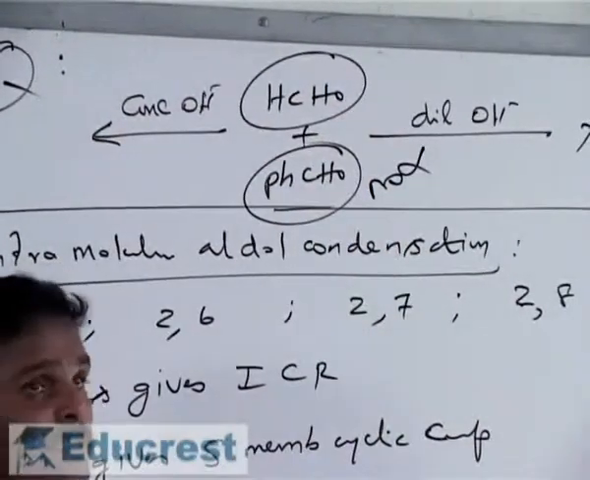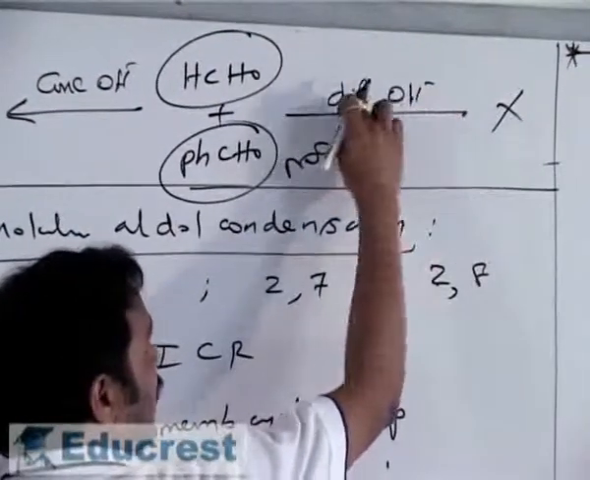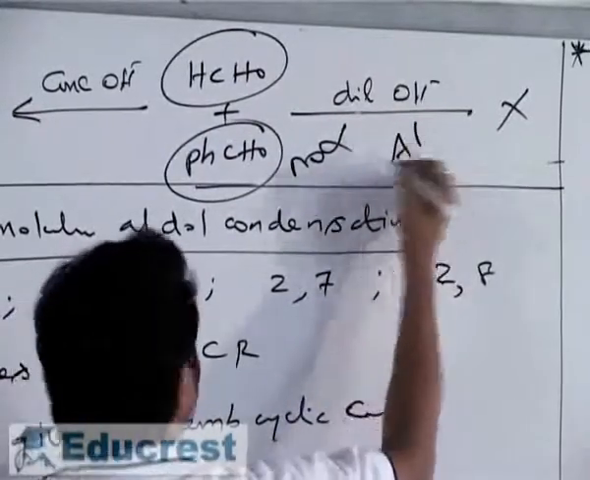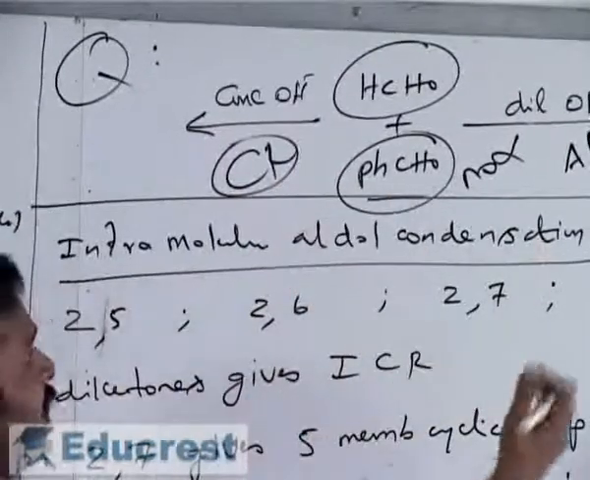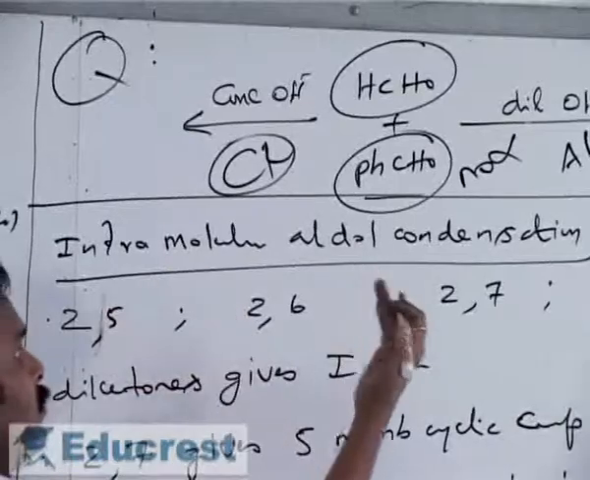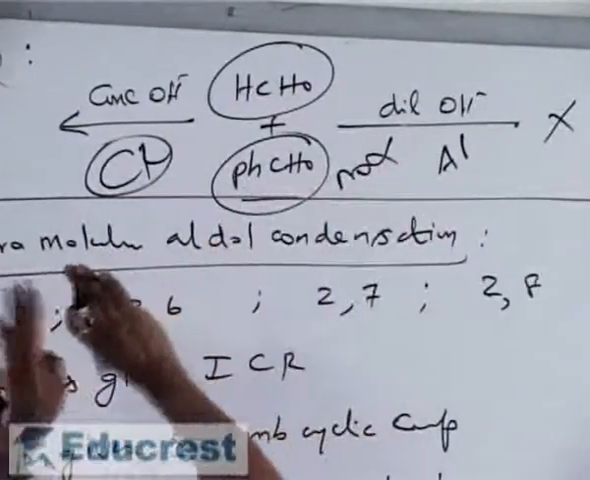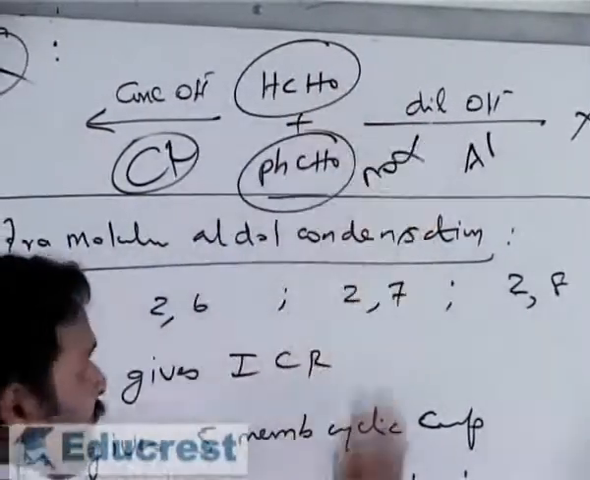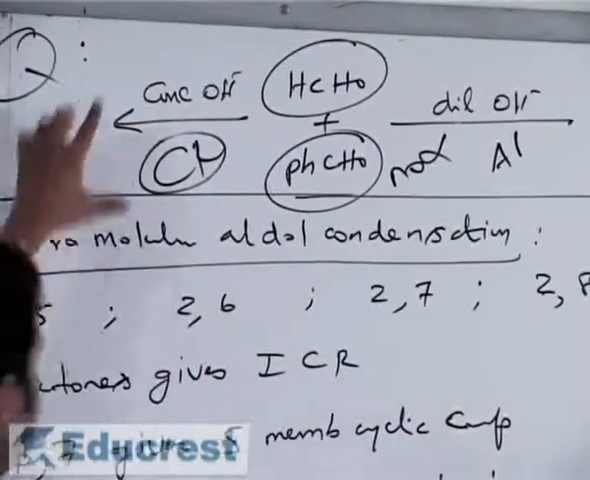No alpha hydrogens. So you know Cannizzaro reaction, dilute OH minus. Dilute base means that is aldol condensation. Concentrated base means Cannizzaro reaction. So one is given aldol condensation, another one is given Cannizzaro reaction. Between the two, no alpha hydrogens, and hence aldol condensation doesn't take place. So no aldol condensation here because of absence of alpha hydrogens. Now Cannizzaro reaction.